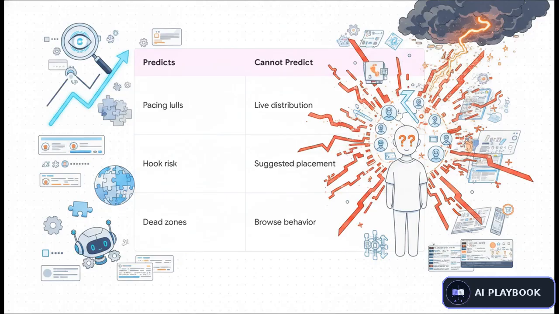It just can't account for real-time suggested placement or how completely new viewers are going to behave in a wild live browse environment. The distribution system is fundamentally unpredictable, and frankly, no model can guarantee exactly how it will respond once a piece of content finally goes public.